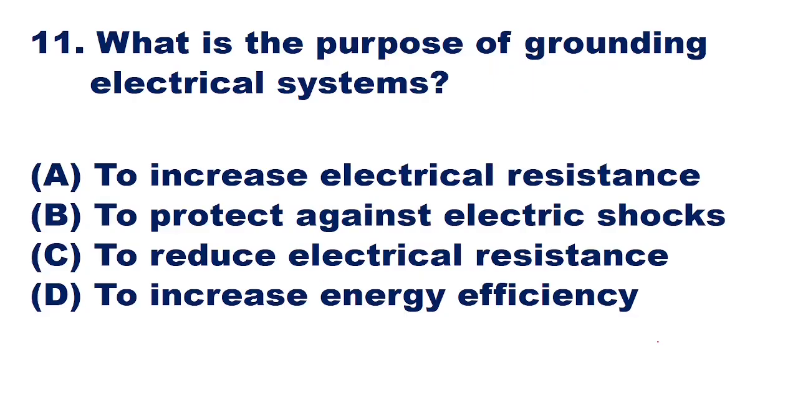What is the purpose of grounding electrical systems? Now we have studied the concepts of grounding and earthing of electrical systems. And the options given here are to increase electrical resistance, to protect against electrical shocks, to reduce electrical resistance, to increase energy efficiency. So obviously when we studied about grounding electrical systems or earthing electrical systems, we know the main aim of it is to protect against electrical shocks. So option B will be the appropriate answer here.